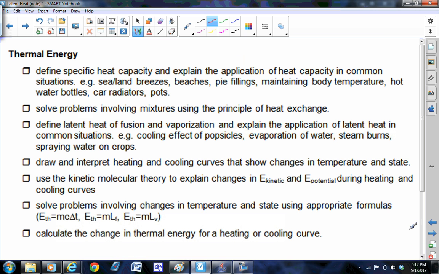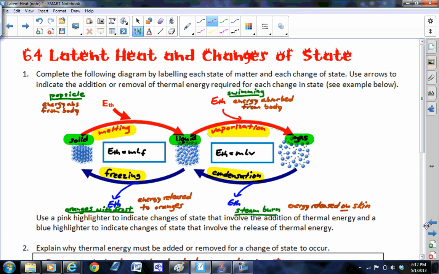So just to recap our learning goals today, we're going to be looking at heat of fusion, so latent heat of fusion and vaporization. We'll talk about applications of latent heat and changes of state, such as popsicles, evaporation of water, steam burns, and things like that. And then we're going to be doing heating and cooling curves, which we'll be discussing in a moment. And we're doing some calculations with these particular changes of state.